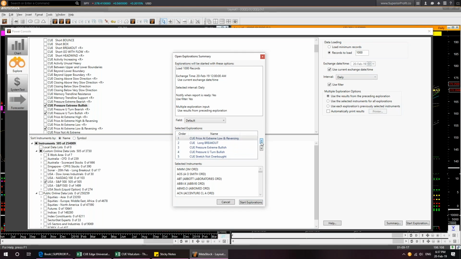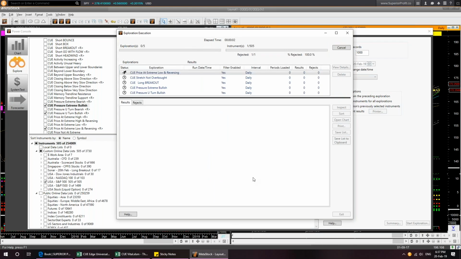So I am going to look for stocks at extreme low and reversing first, then looking for breakouts, or rather next looking for stocks not overbought, then looking for breakouts, then looking for pressure extreme bullish, and then if I have pressure U-turn from bearish to bullish, that is even better. And I'm going to click start exploration.